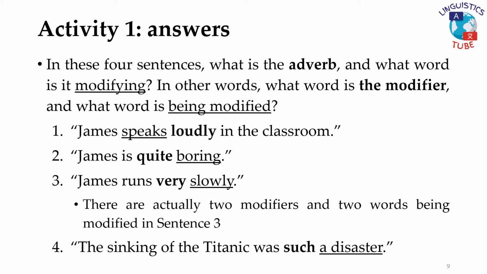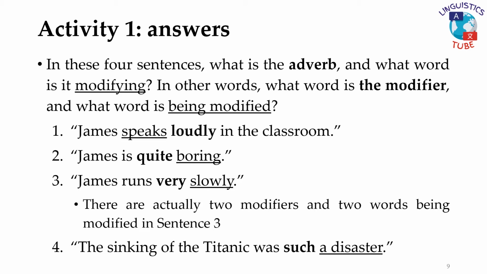And here are the answers. In the first sentence, James speaks loudly in the classroom. The word being modified is speaks, which is a verb. The modifier is loudly. In the second sentence, the word being modified is boring, which is an adjective. The modifier is quite. In the third sentence, there are actually 2 modifiers and 2 words being modified.